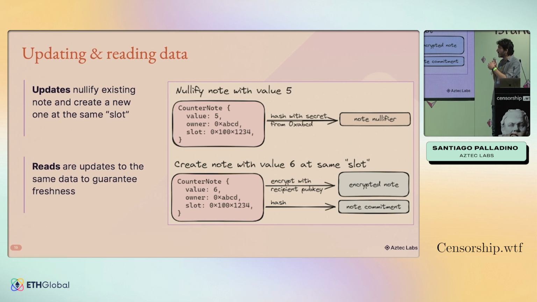So bottom line here is we have a state representation that allows us for each user to run functions privately, generate a proof of them, and broadcast those changes in an opaque way.